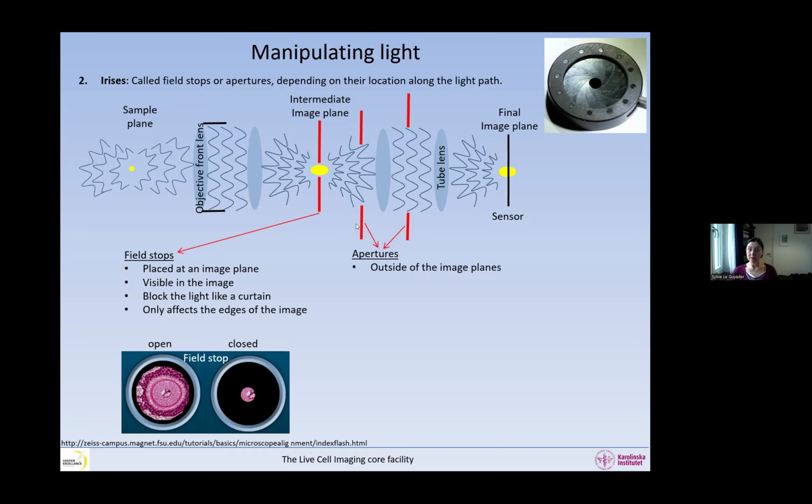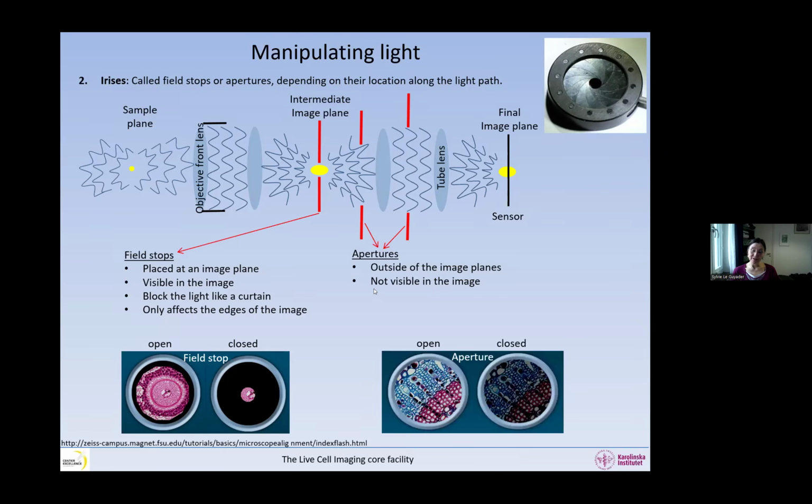However, if we put an iris outside of the image plane, there is also light here, but the interference pattern happens only at the image planes. So if we put irises outside of the image plane, they're called apertures. And they are not visible in the image because we have no image in here.